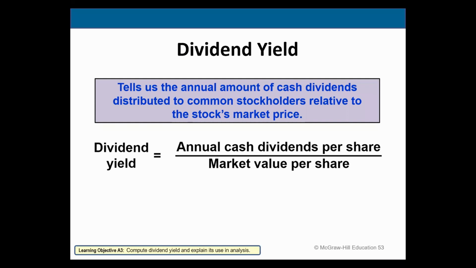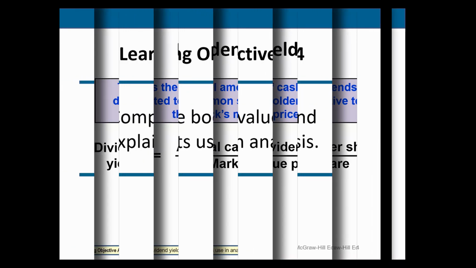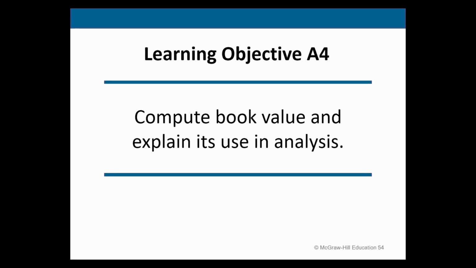price increases. One way to help identify whether a stock is an income stock or a growth stock is to analyze its dividend yield. Dividend yield, which is defined in this slide, shows the annual amount of cash dividends distributed to common shares relative to their market value. So the dividend yield is the annual cash dividends per share divided by the market value per share. Then we'll compute the book value and explain its use and analysis.